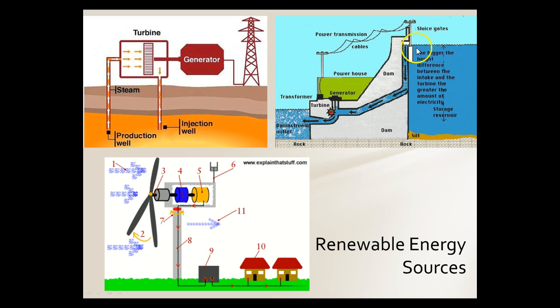Here's a dam. The gravitational potential energy of the water is going to cause that turbine to spin. Of course, turbine hooked up to a generator, magnet inside a loop of wire. Here we have just a basic wind turbine. It's going to cause it to spin, and there we have our generator, magnet inside a loop of wire. Common thread here.